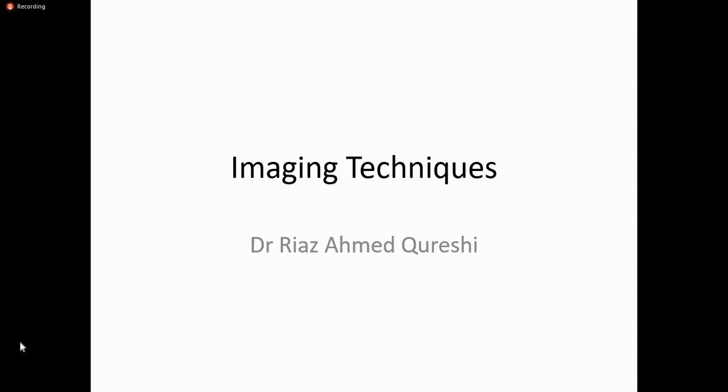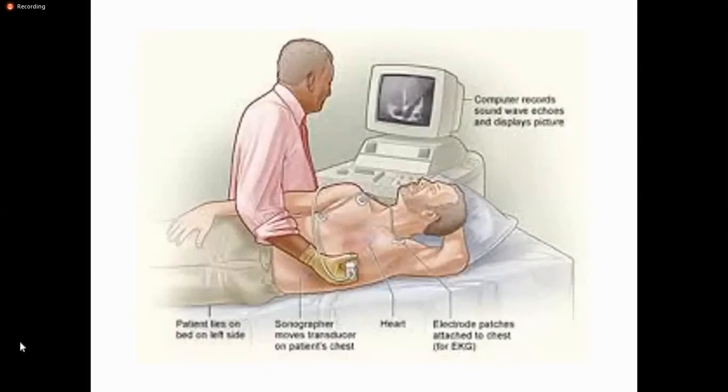So today we are going to discuss the imaging techniques used in cardiology. First of all, we'll discuss echocardiography. Basically, echocardiography is the ultrasound of the heart. For echocardiography, we have to place the patient in the left lateral position. Here you can see we have a machine through which we can get the images of the heart. It's a simple ultrasound machine.